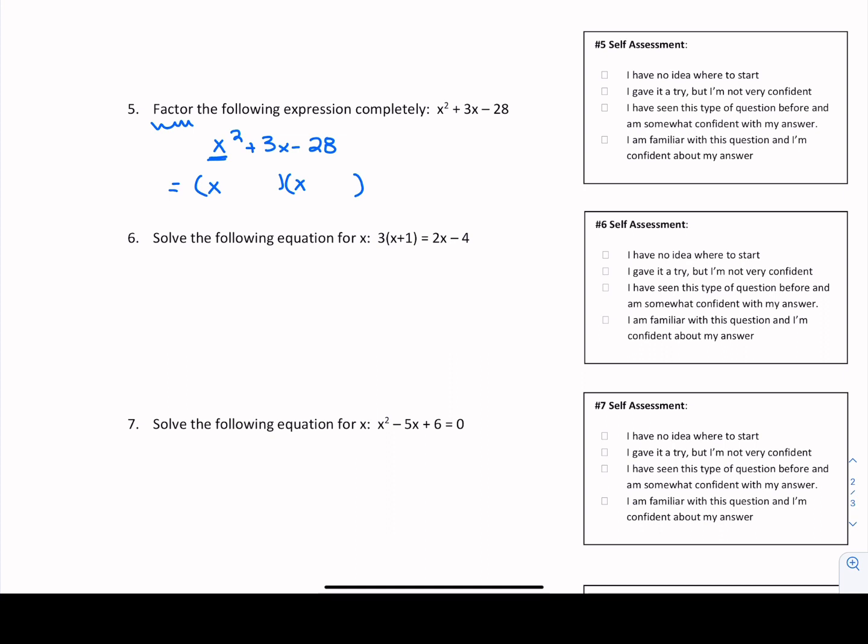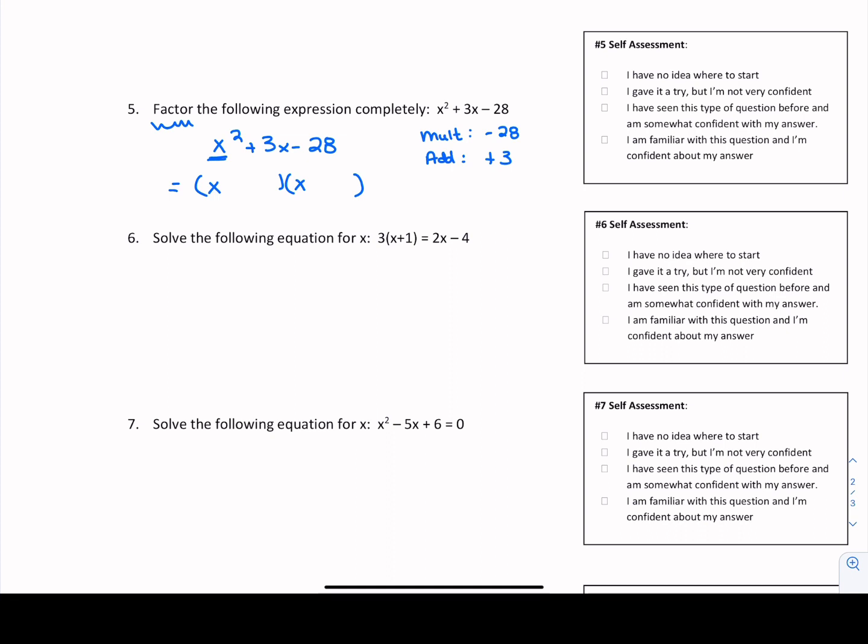Now comes the tough part. Those last two terms have to multiply to give us a result of negative 28, but they have to add, so the numbers that we choose have to add to give us a positive 3. So this is where you need to think about factors of 28. So what numbers multiply to give us 28?